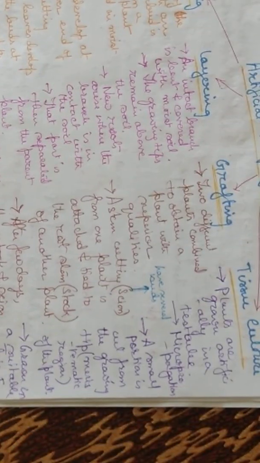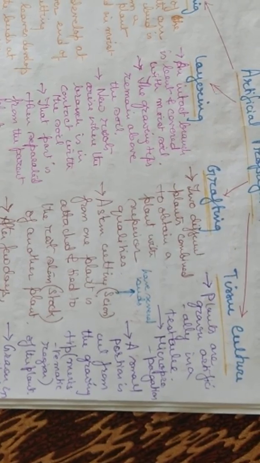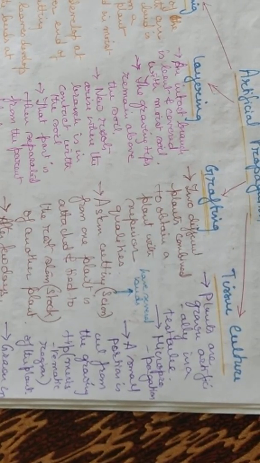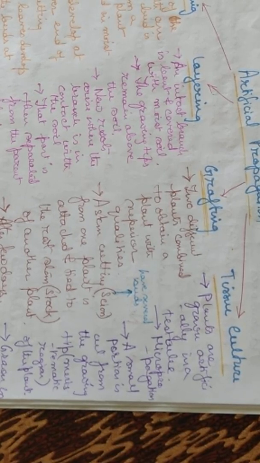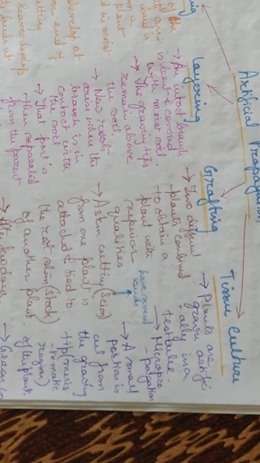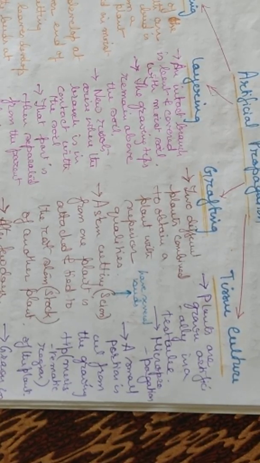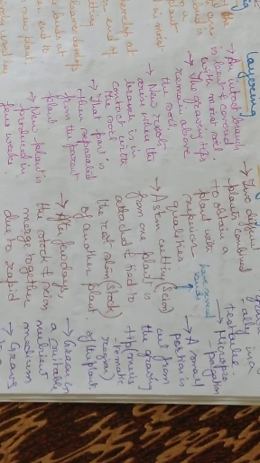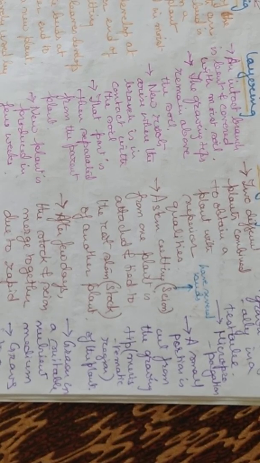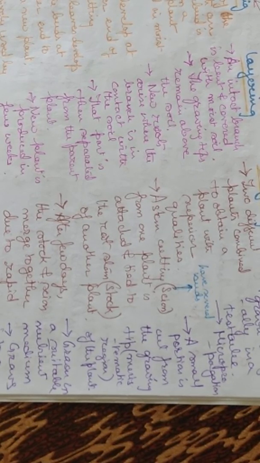Okay. Next we come to tissue culture. Plants are grown artificially in a test tube. You have heard of test tube babies, no? In the case of human beings. Like that, in plants also, the plants are grown in a test tube, that is called micropropagation. A small portion is cut from the growing tip, the meristematic region, and then grown in a suitable nutrient medium in the test tube.